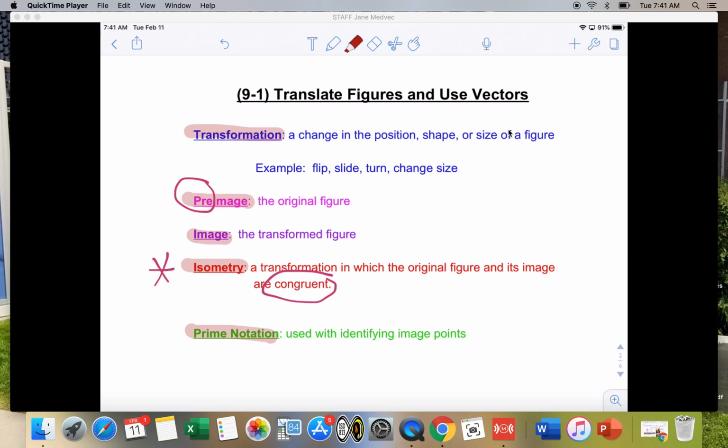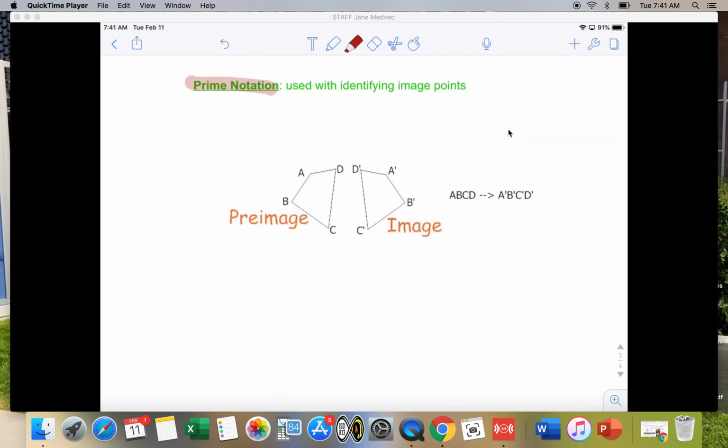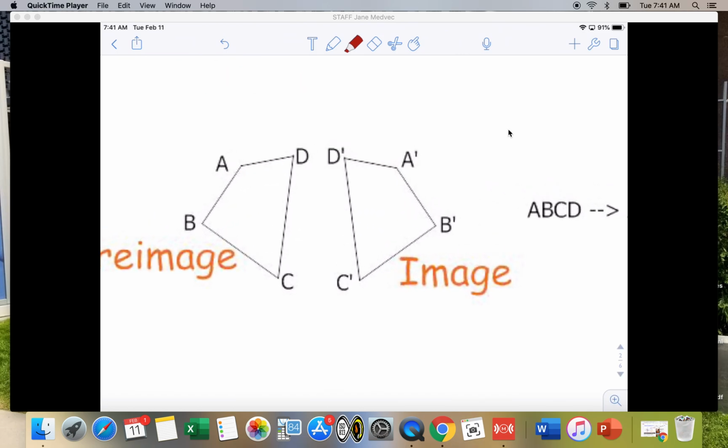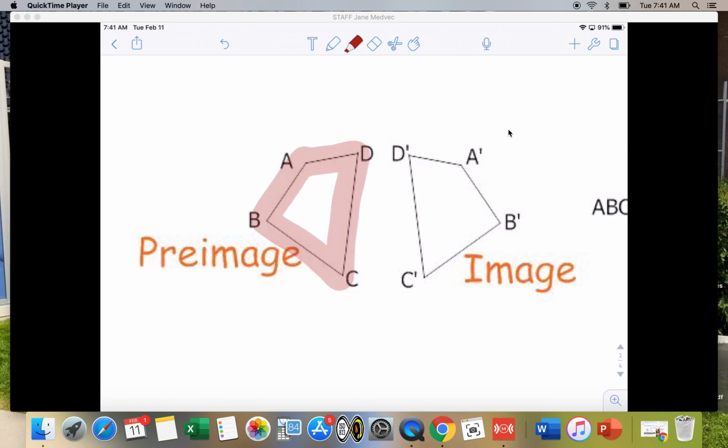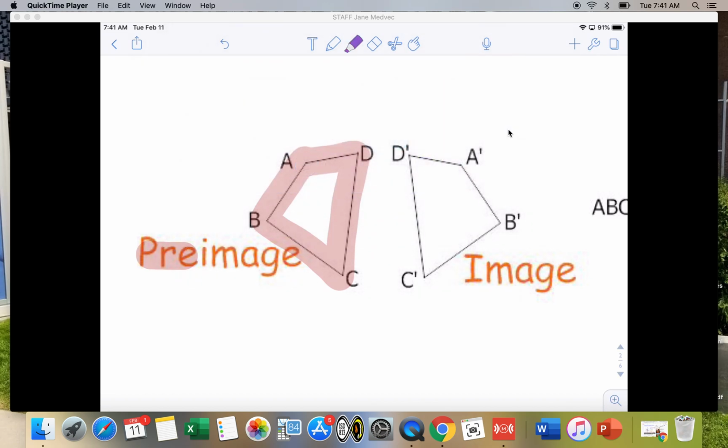It's used to identify image points. What that means is, in a figure like this, you're going to notice that the first figure that we're looking at is A, B, C, D, and that is considered the pre-image. And then it turns into a new image, and it looks like this one was flipped. It turns into A prime, B prime, C prime, D prime, and I call it the image.